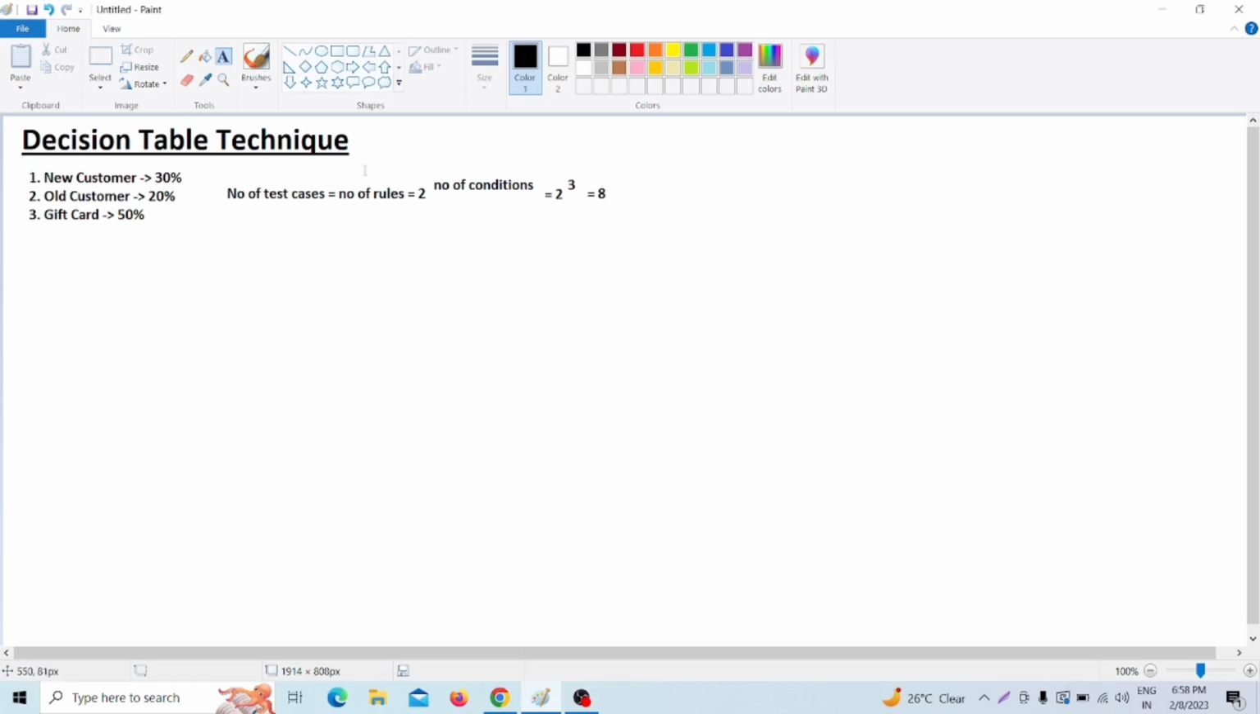Three conditions are there. So 2 to the power of the number of conditions, meaning 2 to the power 3 equals 8. Okay, so now we are clear. So the total number of test cases will be 8. Now how can we identify that?